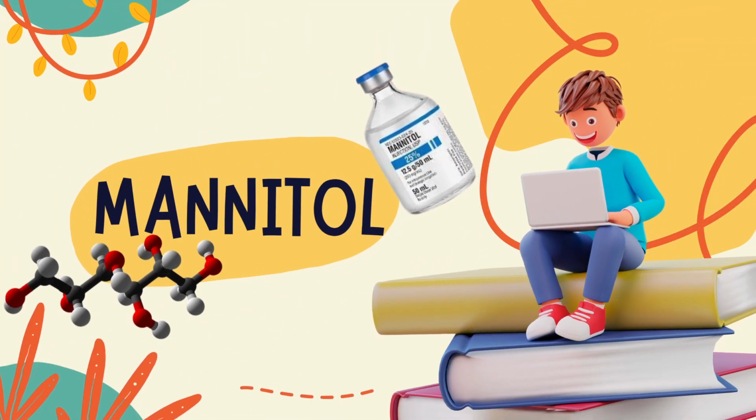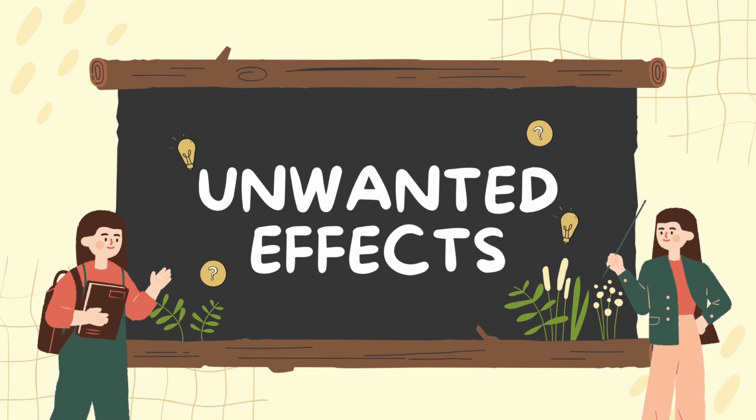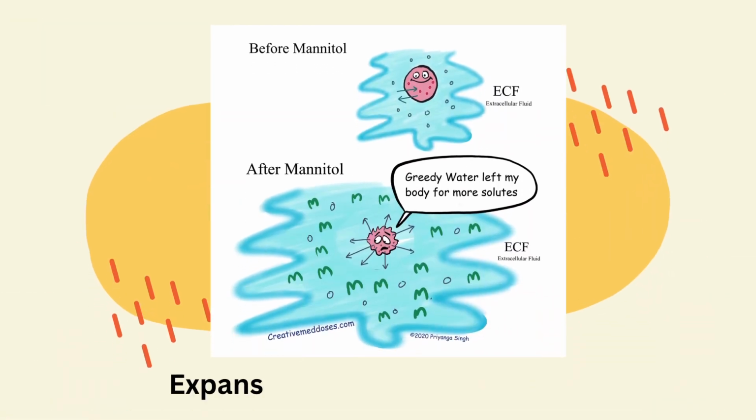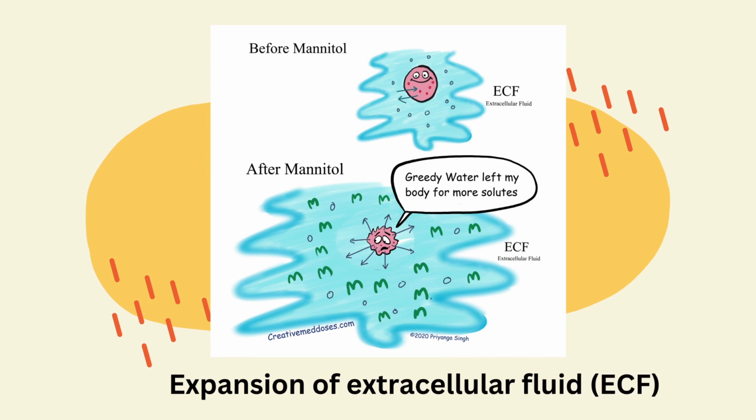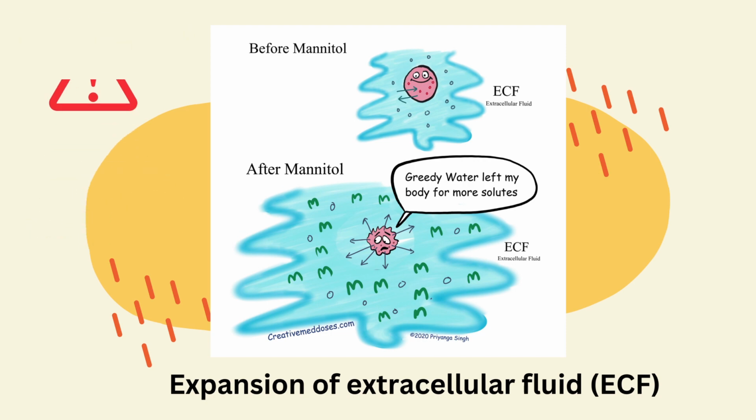Let's get into mannitol. Some of the unwanted effects of mannitol are such as expansion of extracellular fluid, ECF. Mannitol is an osmotic diuretic that works by drawing water into the kidney and increasing urine production. This can lead to expansion of extracellular fluid volume, which can be hazardous in patients with heart failure and pulmonary congestion because it can exacerbate fluid overload and worsen their condition.